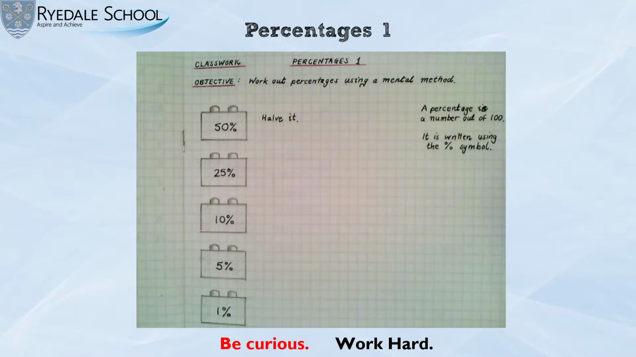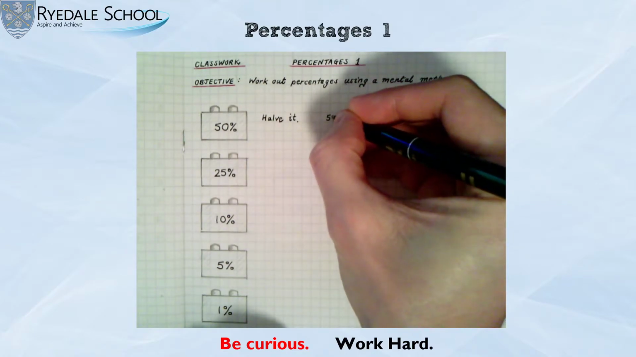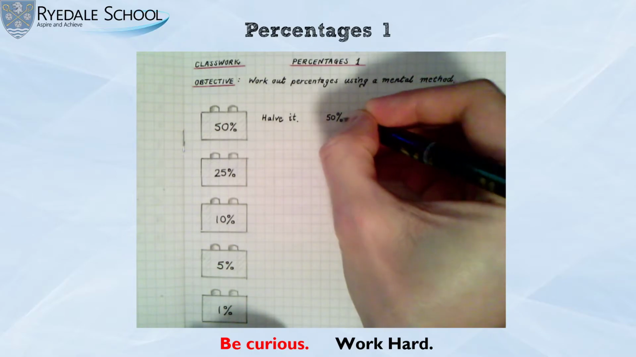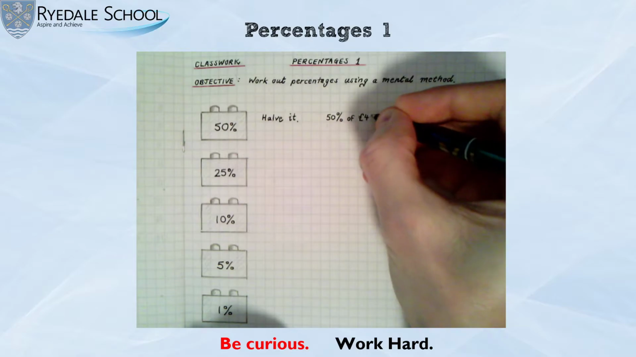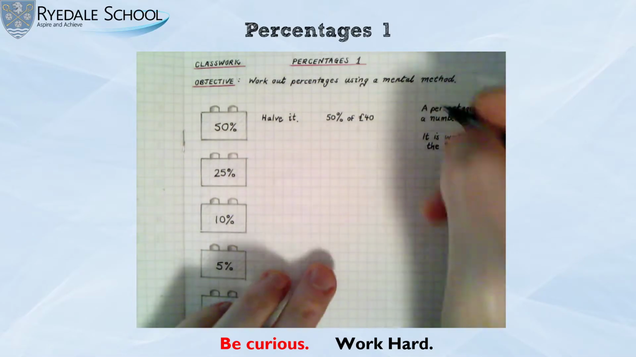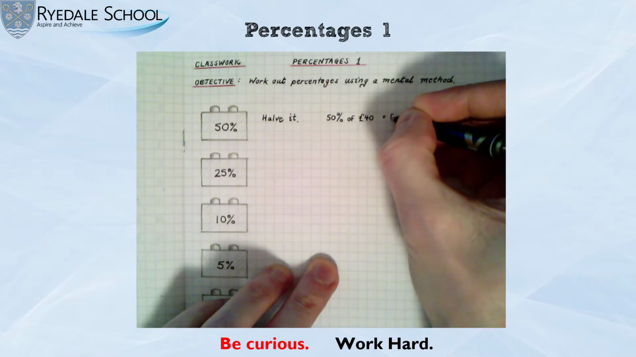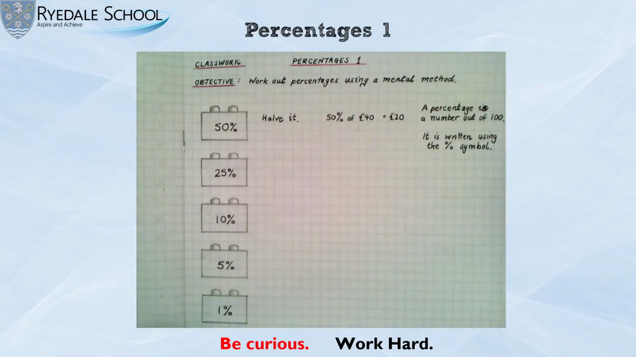Okay? So for example, if I wanted to do 50% of, let's say, £40, all I need to do is take my 50% and do half of it. And half of 40 is 20. So the answer to 50% of £40, I would halve it, and that is £20.